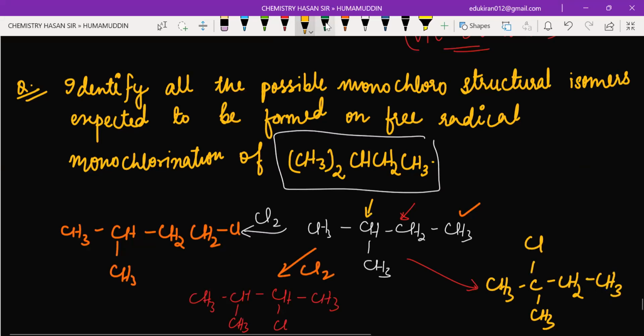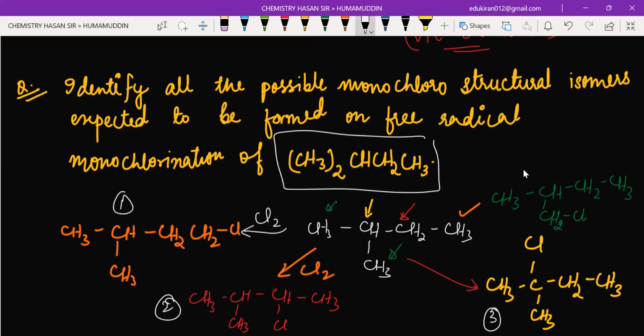Now what we need to do is very simple. You are going to replace this one or this one. Both are the same basically. So it will be CH3, then it will be CH, and there will be CH2Cl, and the rest part will be as it is, CH2, CH3. So how many products have I drawn here? You can see 1, 2, 3, 4 products, 4 possible products. Monochloro product, very easy.